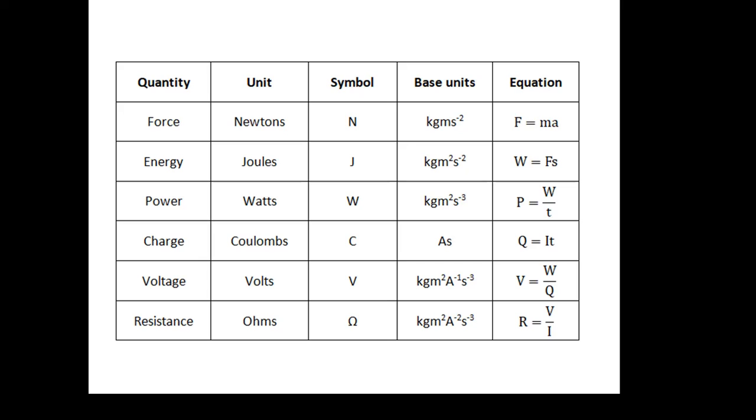A volt is a joule per coulomb. See, it's getting a little bit complicated now. An ohm is a volt per amp. I'm just really worried about the mechanical ones for the moment, boiling things down to kilograms, meters and seconds.